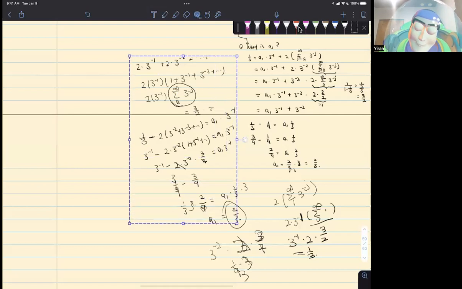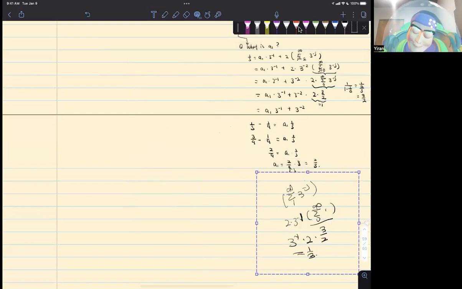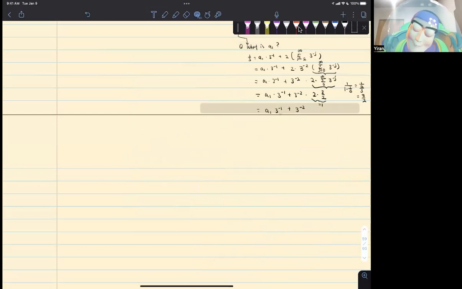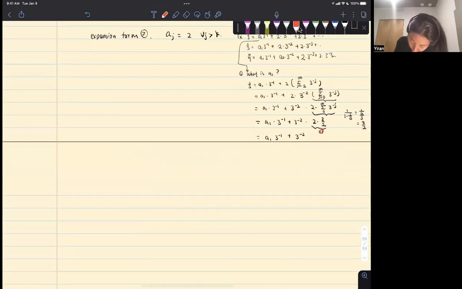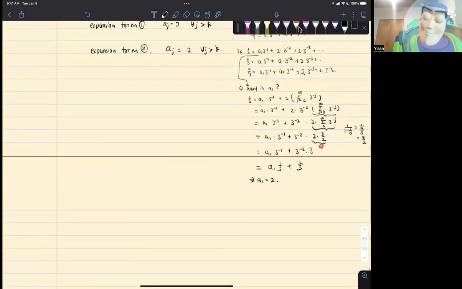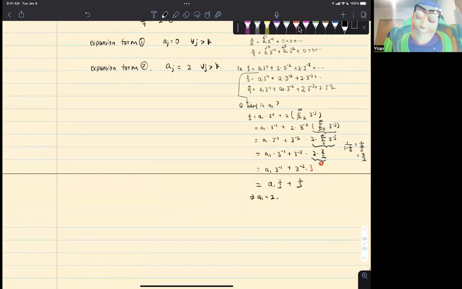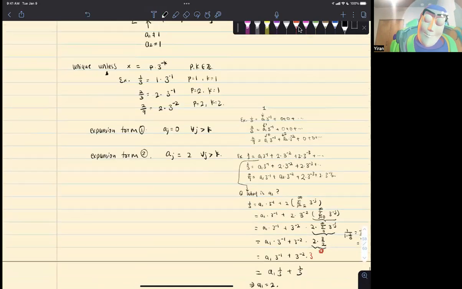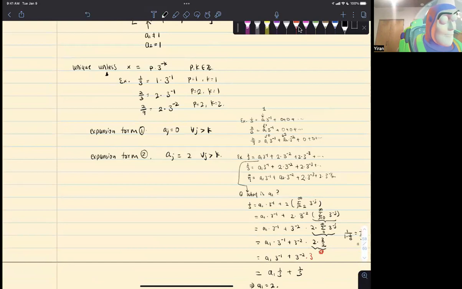Sorry, I found something wrong in my calculation. So where's my mistake? I forgot times. This is not equal to 1. I'm sorry, this is equal to 3. So what I have is A1 over 3 plus 1 over 3. And that implies A1 is equal to 2. So in this case, you can express 1 over 3 as a linear combination where A1 is equal to 2 and all the other coefficients are equal to 0. Okay. And then the others are similar. You can find that. And so that is the base 3 expansion.